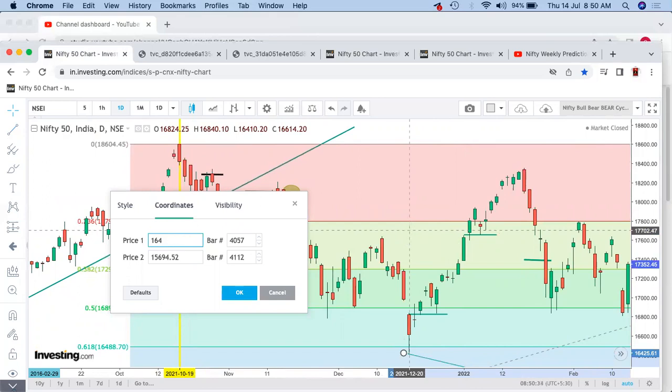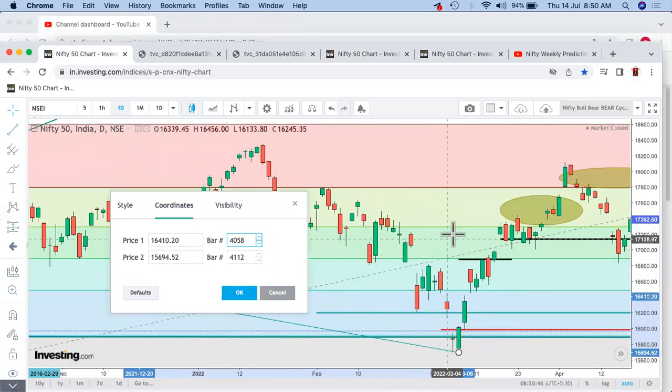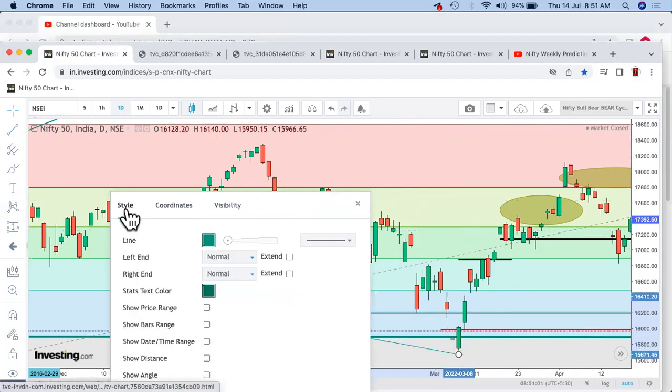So the low was 16,410.2. Yes, this is the date. We go to the same thing over here. Date is approximately the same. Pricing is 15,671.45, right? Very precise.